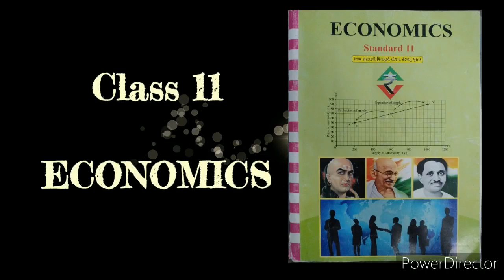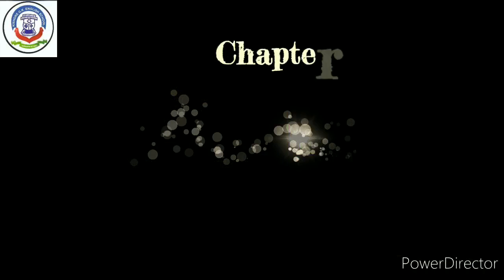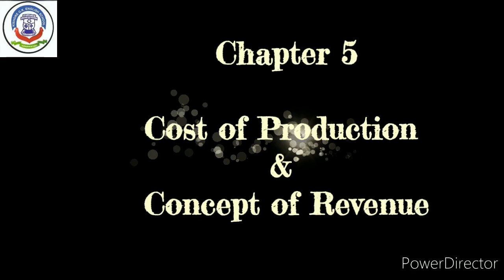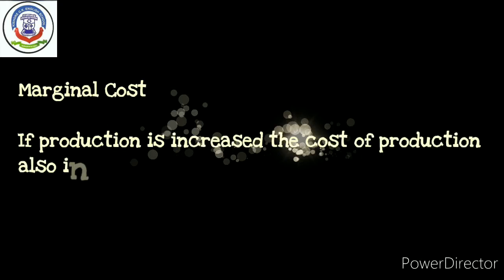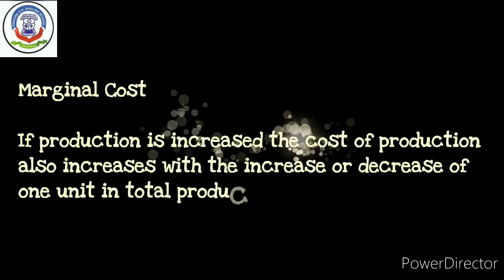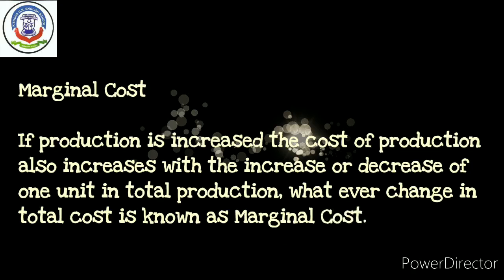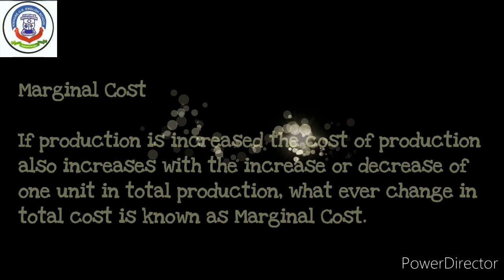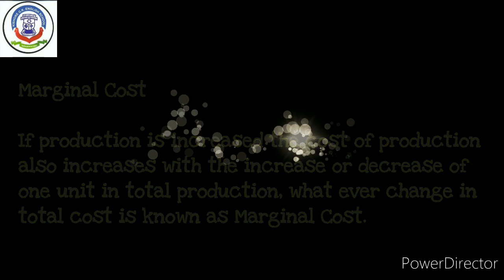Hello students, we will start to study economics in 11th standard. Chapter 5, Cost of Production and Concept of Revenue. If production is increased, the cost of production also increases. With the increase or decrease of 1 unit in total production, whatever change takes place in total cost is known as marginal cost. Marginal cost is the change in total cost when an additional unit of output is produced.